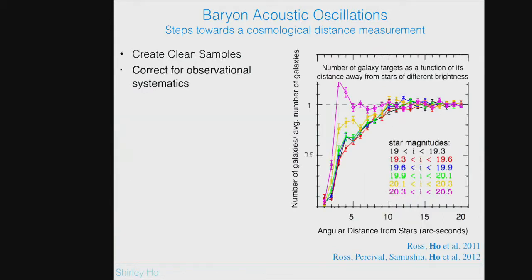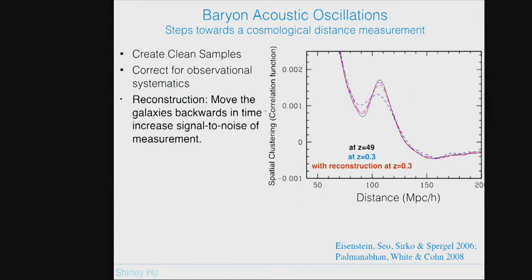And here is one example about stars. This is the number of galaxy targets as a function of the distance away from stars of different brightness. This is a very funny effect that people didn't really realize until we looked at this. On the y-axis is the number of galaxies divided by the average number of galaxies. On the x-axis is the angular distance from stars. If you have a very bright star in the middle, you actually would not see the background galaxy very well. So this is basically telling you that if your projected distance is very close to a star, you're very unlikely to be targeted, just because our imaging software is not very good. That actually happened in Sloan. Very big effect. So stars are crazy.